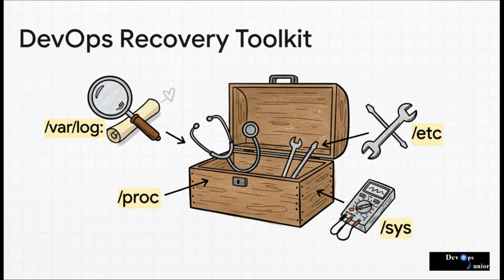So think of these directories as your emergency toolkit. When something breaks, and you know it will, this is where you go for the ground truth. You're going to dive into /var/log to read the story of what happened. You'll peek into /proc to get a live x-ray of all the running processes. And you'll check /etc to see the system's configuration blueprints. This is your first stop.